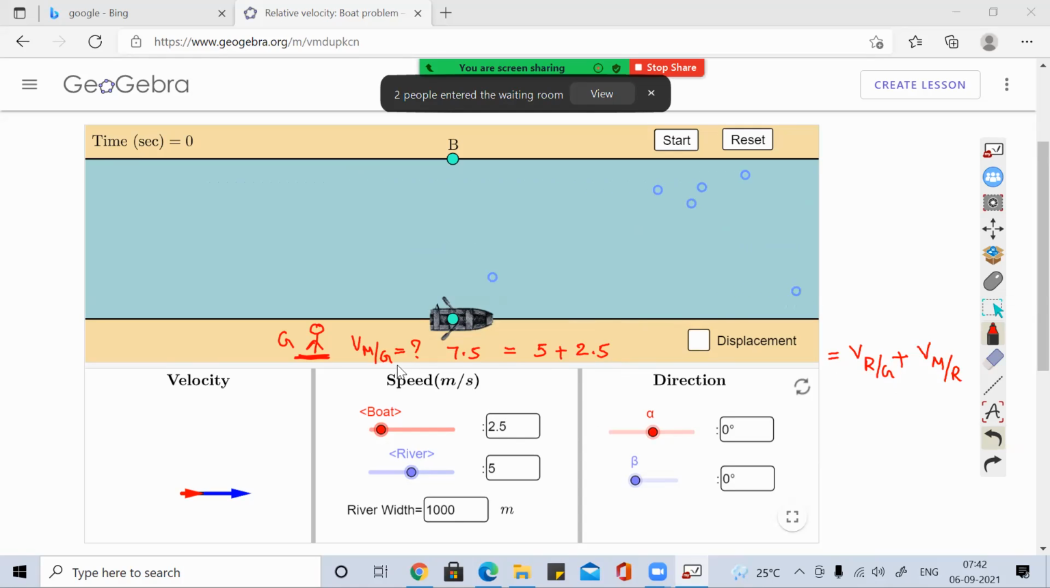Okay, which is equal to this equation. So that means velocity of man with respect to ground is equal to velocity of the river with respect to ground plus velocity of man with respect to river. So this is the equation which we have used unknowingly. You didn't know this equation, but you told 7.5. That's common sense. Correct or not? Because since you are moving downstream, your effort will be added by the river's push. So therefore, net will be 7.5.